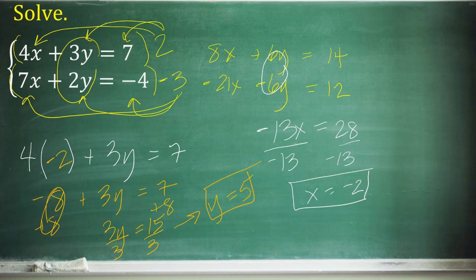So my solution to this system is x equals negative 2, y equals negative 5. This is also called the point of intersection. So this is where the two lines would meet if they were graphed. And we could also write that as a coordinate pair like this. So you can write your answers as what I have in the boxes, or you can write them like this.